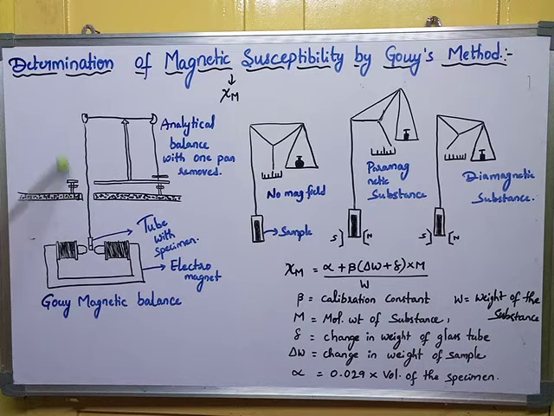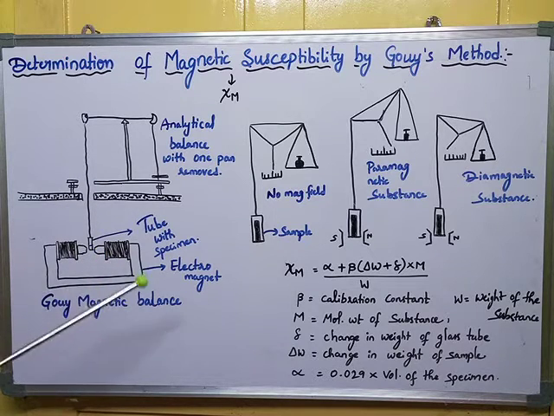So this pan is removed here, and that pan is connected to a tube which holds the sample. Now this sample is held in between the two poles. Those poles are connected to the electric field. These two poles are nothing but magnets, and the magnet is connected to the electric field. That is the reason we call this an electromagnet. So the Gouy magnetic balance consists of two parts.